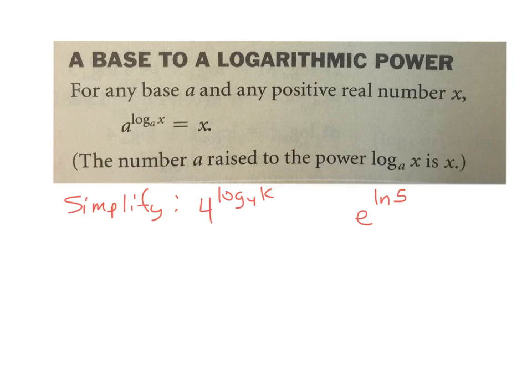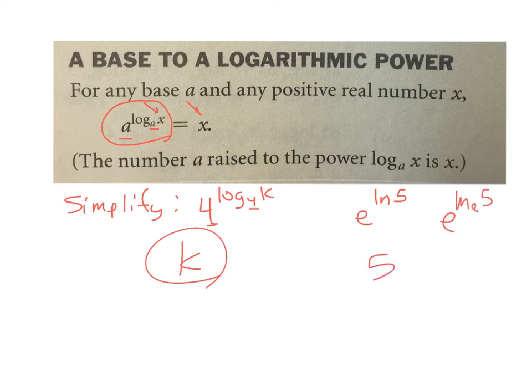This one also works backwards. If they give you an exponent with a log in the exponent, remember a log is the inverse of an exponent, and the bases are the same, it's just going to equal x. So on this first one down here, 4 to the log base 4 of k, the 4s are the same, it's just k. If they give you e to the natural log 5, remember natural log has base e, the bases are the same, it's just 5. And that should make a little bit of sense to you because logs and exponents are inverse functions of each other.